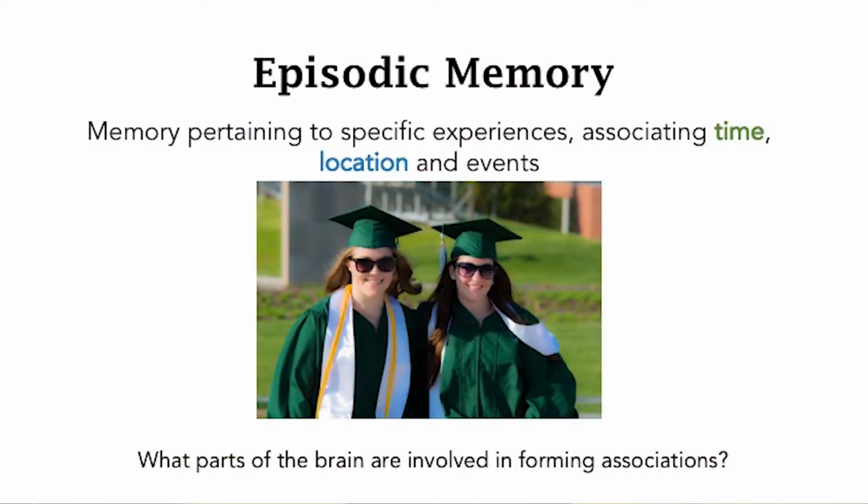Episodic memory is memory of associations between experiences, location, time, and events. An example of this may be your memory of your own graduation. You can probably look back and think of who you were sitting next to. Maybe it was your own best friend, what you were wearing, maybe who the speaker was, and where you were. I like to think of episodic memory as the memories that make up the story of our life. But what parts of the brain are important for episodic memory?